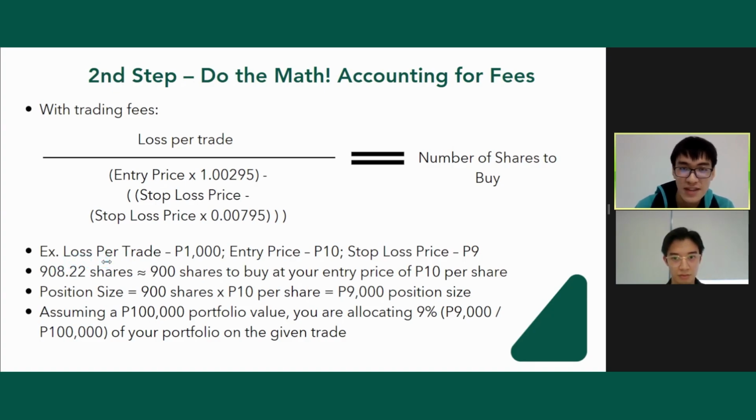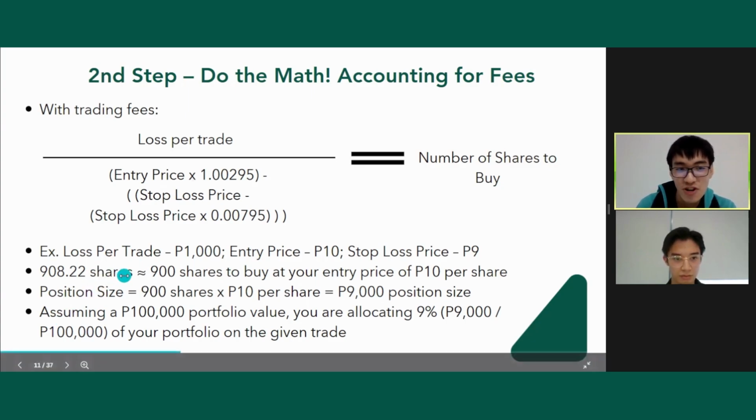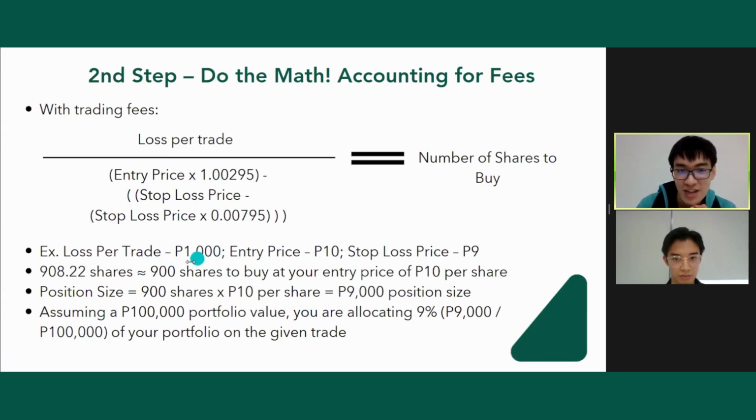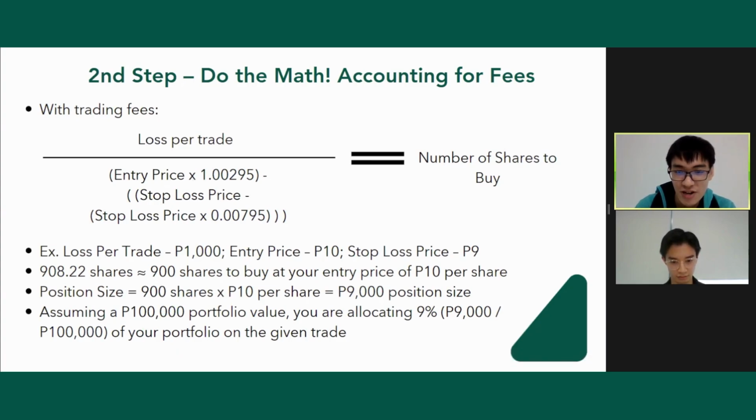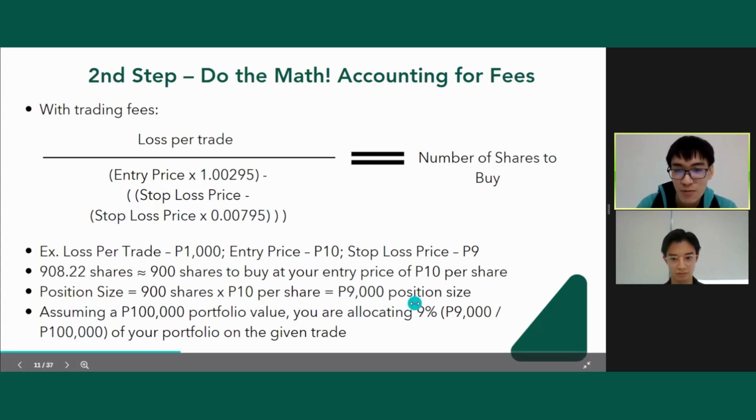But you have to round it down kasi sa PSE, we have something called the board lot, right? So you cannot buy 908 shares, diba? Parang you can only buy 900. So dapat flat number. So you have to also adjust it to the board lot. So here we get 900 shares. So 900 shares times 10 pesos na entry price, your position size would be 9,000 pesos na lang. Then assuming a 100,000 peso portfolio value, you're gonna allocate 9% of your portfolio.